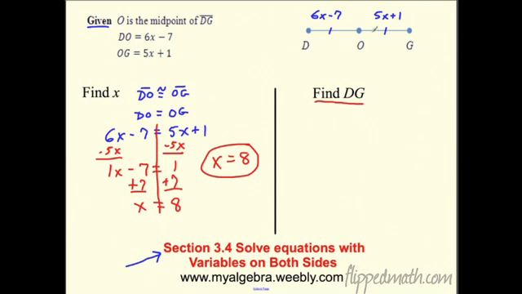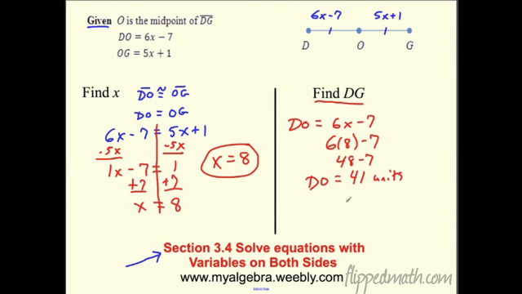So what is D to G? Well, I know from D to O is what? D to O is 6x minus 7, and now I know x is 8. Awesome. So I'm really saying 6 times 8 minus 7. So you have to solve for x to find that distance. So 6 times 8 is 48. Minus that 7 gives me 41. So I know from D to O is 41 units. I don't know if it's centimeters, meters, miles, I don't know.